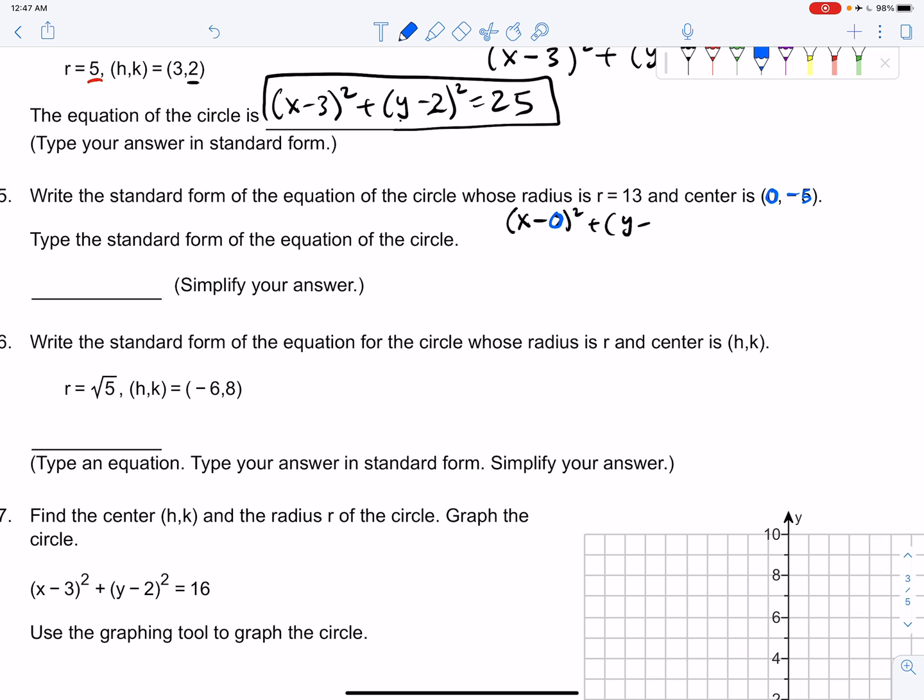But this is y minus a negative 5, and I'm showing this with some extra work because I want to make sure you know that there is a double negative going on there. And then that's going to equal my radius squared. So when you see this subtract a negative, of course that's plus, right? So that final answer is just going to be x squared plus y plus 5 quantity squared equals 169, 13 squared.